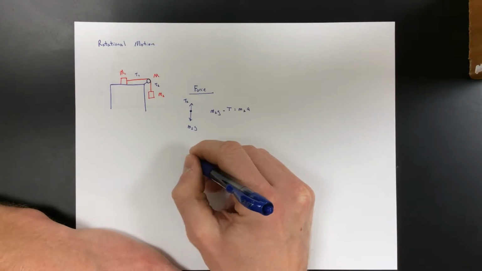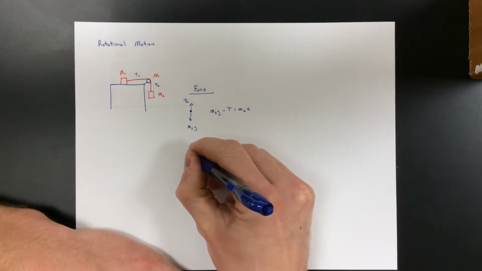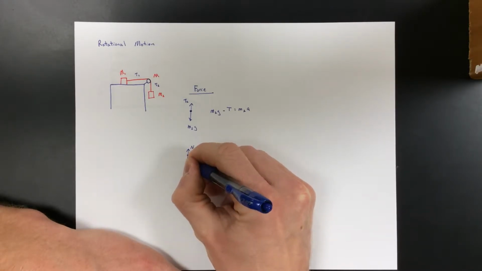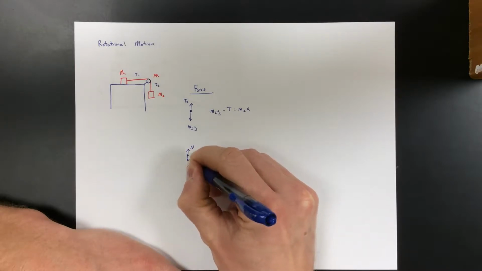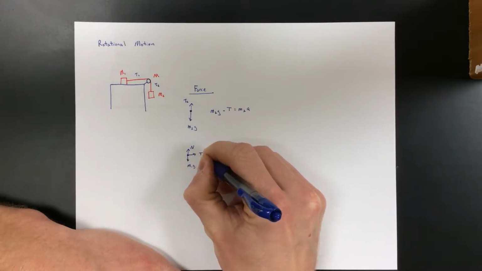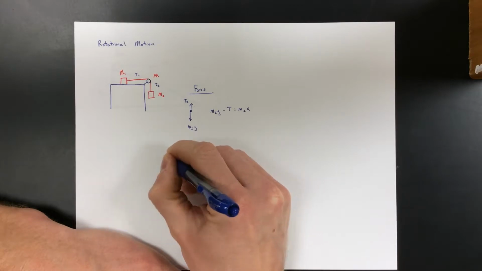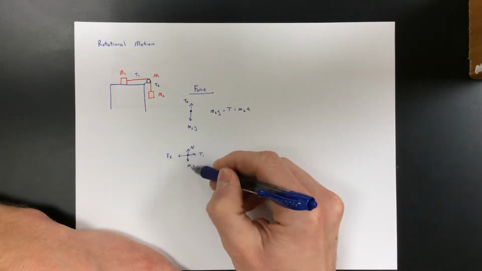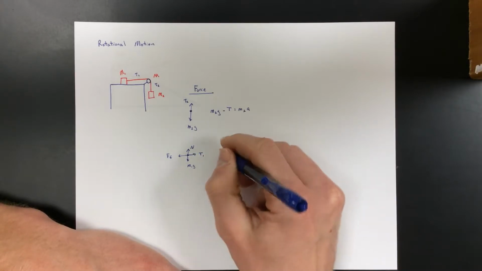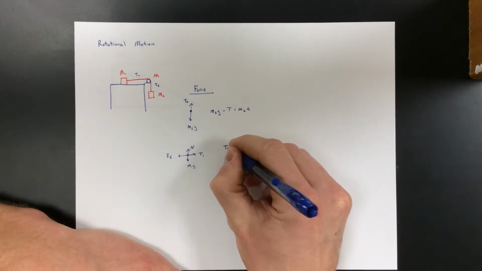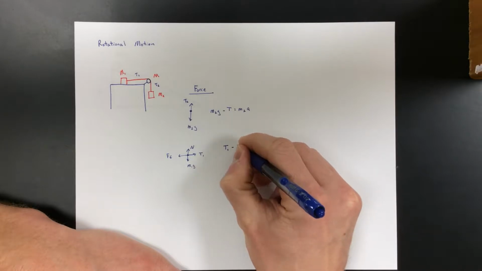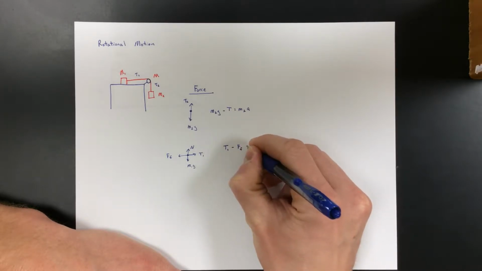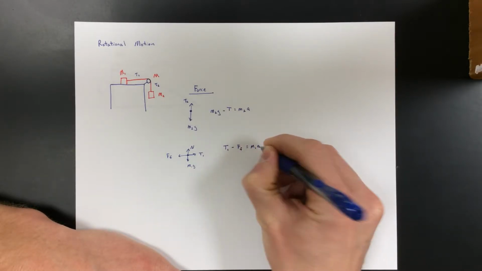If we draw the free body diagram for M1, we have a normal force up. We have M1G down. We have T1 to the right. And let's go ahead and put the force of friction to the left. Now the normal force is equal to M1G in this case, and that's something we usually aren't interested in, because there's no acceleration in that direction. But we do know that T1 minus the force of friction equals M1A.